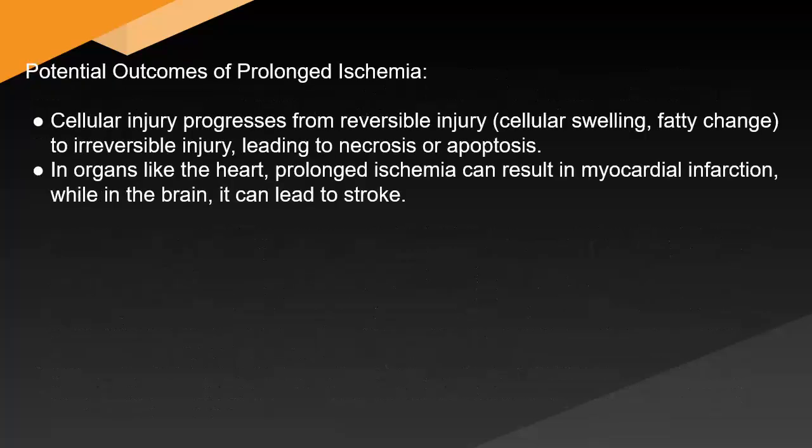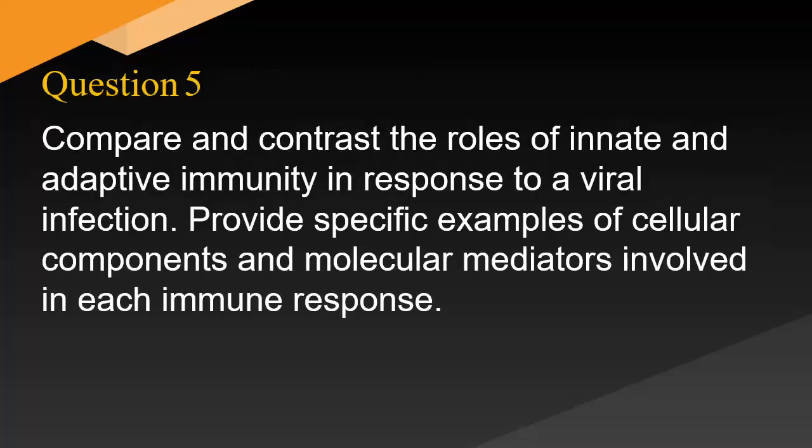Potential outcomes of prolonged ischemia. Cellular injury progresses from reversible injury, cellular swelling, and fatty change, to irreversible injury, leading to necrosis or apoptosis. In organs like the heart, prolonged ischemia can result in myocardial infarction, while in the brain it can lead to stroke.